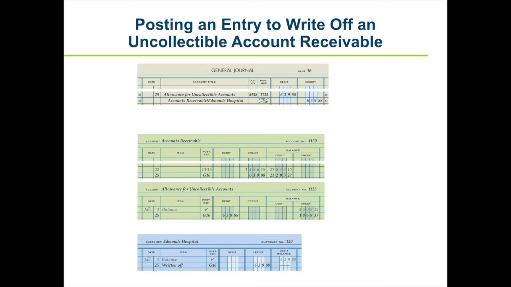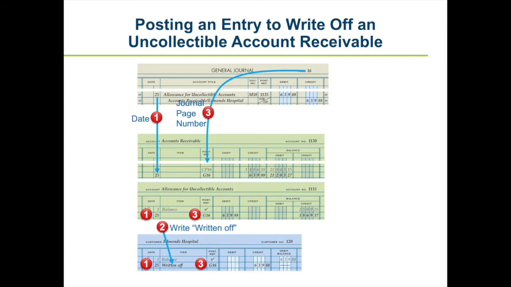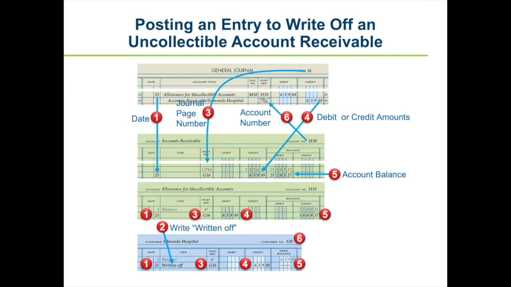Going on to post. The journal entry to write off an uncollectible account affects 2 general ledger accounts and the customer account. We'll take a look at this real quick. You write the date, you write the words written off. And these are written in the item column of the customer account to show the full credit history of the customer. And then you write the journal page number, debit or credit amounts, figure out your account balances, and then finish up with your account numbers in your general journal.